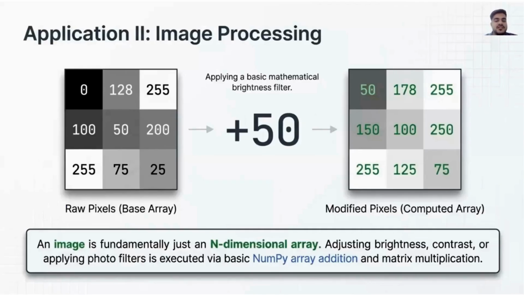Now next we look at our second application, which is image processing. The second application is image processing. An image on our computer is fundamentally just an n-dimensional array of pixel values. If you want to apply a brightness filter to an image, you are not doing complex graphic designing magic. You are simply applying basic NumPy array addition, like adding 50 to every raw pixel number simultaneously.